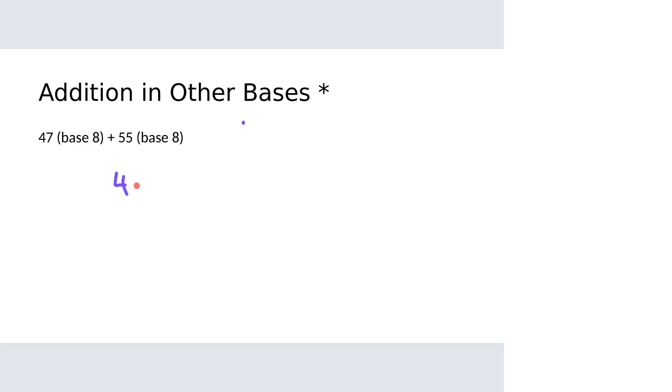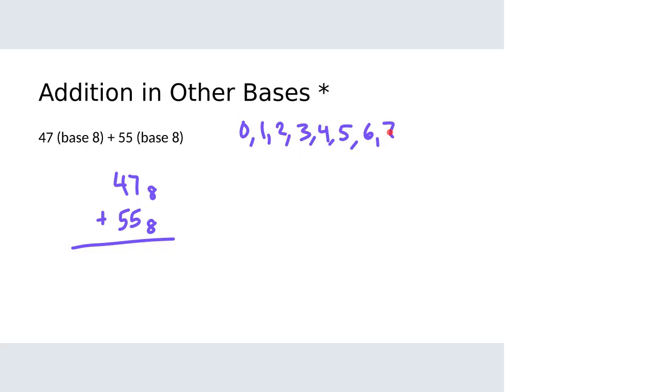So here we have 47 base 8 added to 55 base 8. We want to add those together. We're in base 8, which means our only digits are 0, 1, 2, 3, 4, 5, 6, and 7. That's it. Can't have anything but those. And so I'll go ahead and add, and I'll have 7 and 5. Well, that would be 12, but I can't have 12 in base 8.